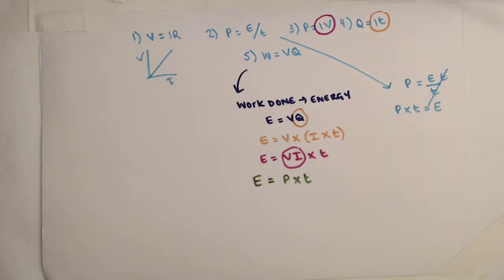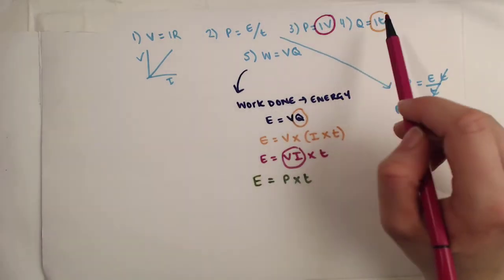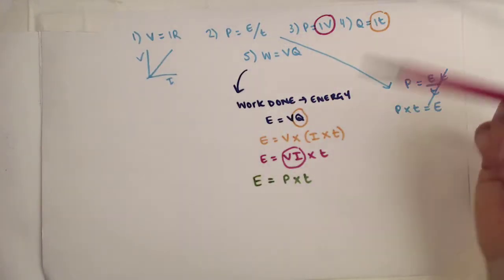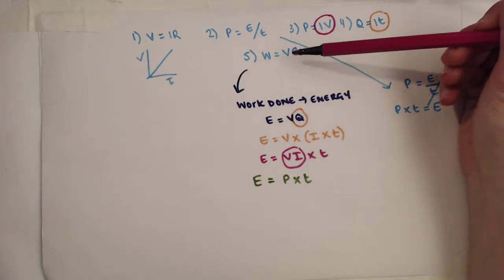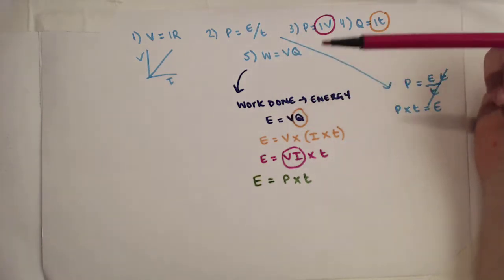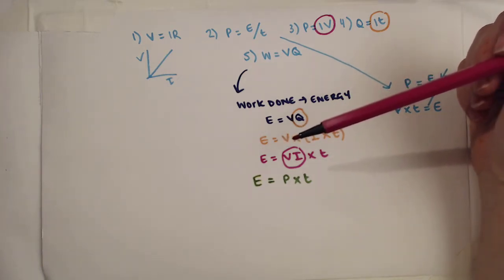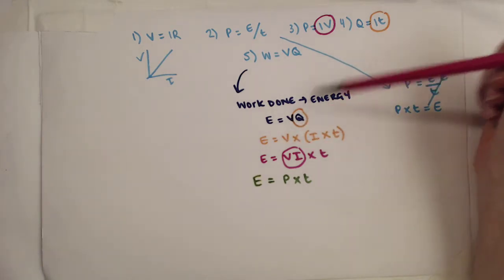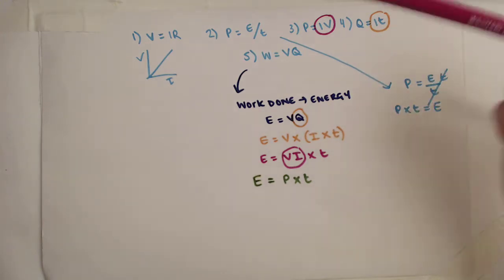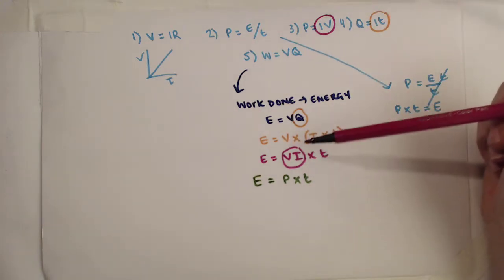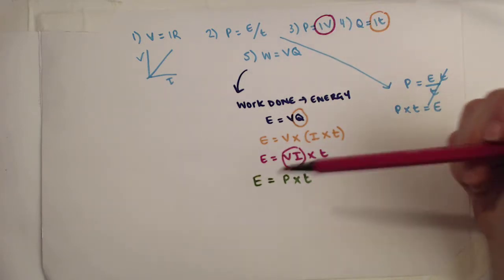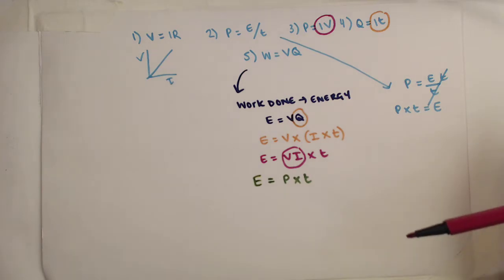So by using equations 3, 4, 5 and 2, we can prove each other. So what I've done, remember, is work done is a type of energy. So energy is equal to V times Q. Energy is voltage multiplied by Q, where Q is equal to I times T. So there's I times T. VI, which is equal to power, so energy is equal to VI times time. Energy is power times time.